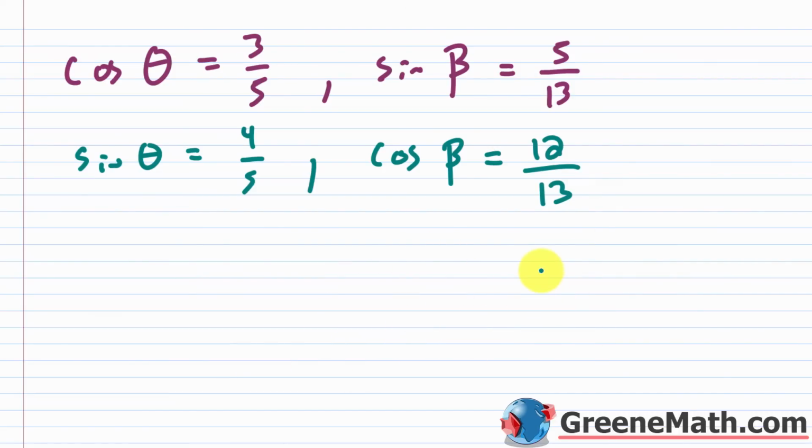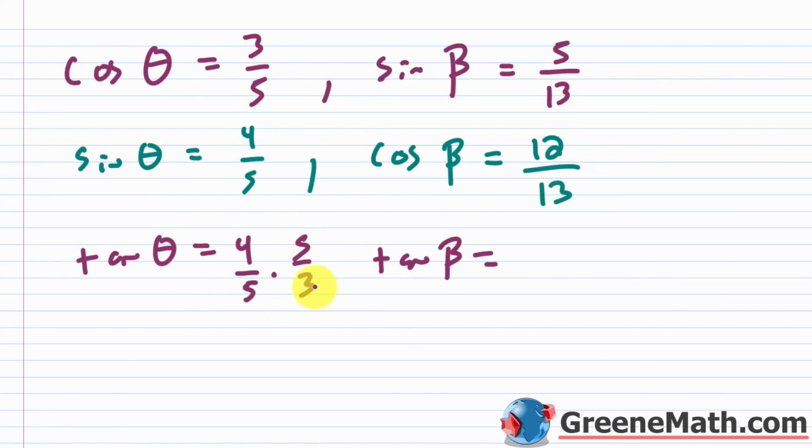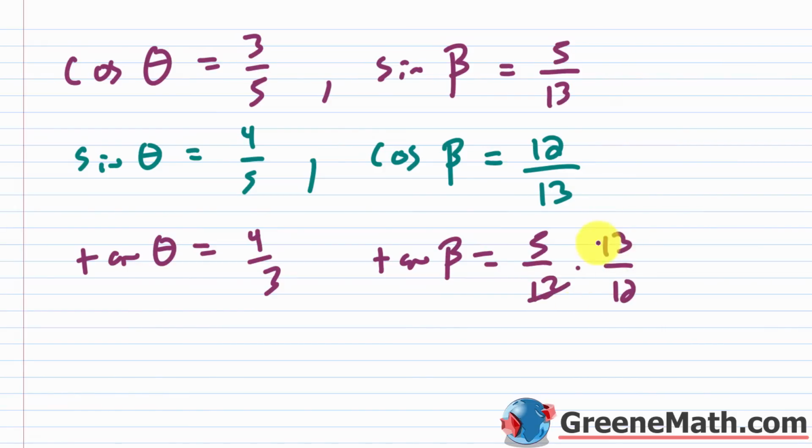Now, we also want to get the tangent of theta, and we want to get the tangent of beta. Okay, so for this one, it's going to be sine divided by cosine. So it's 4/5 times the reciprocal of 3/5, which is 5/3. So the 5s are going to cancel, you get 4/3. For the tangent of beta, you're going to have 5 over 13 times the reciprocal of 12 over 13, which is 13 over 12. This cancels, so you get 5 over 12.